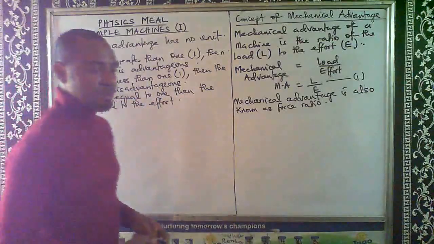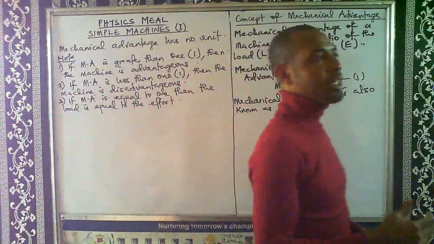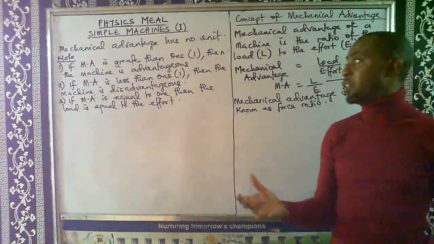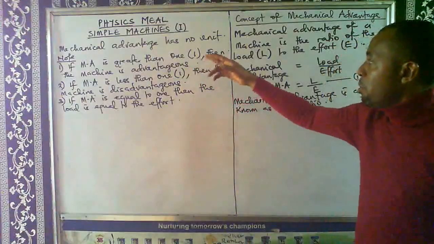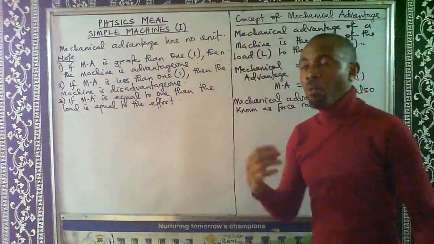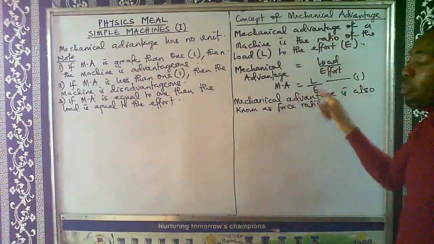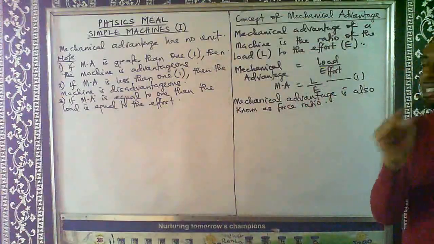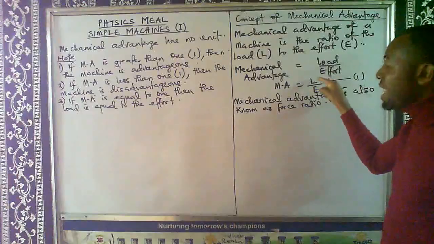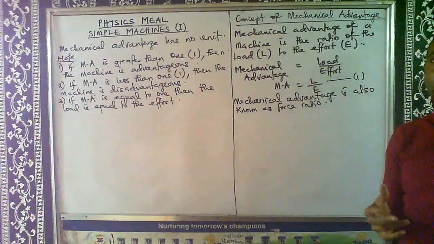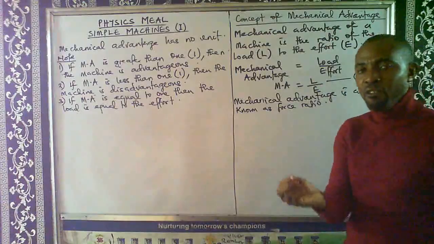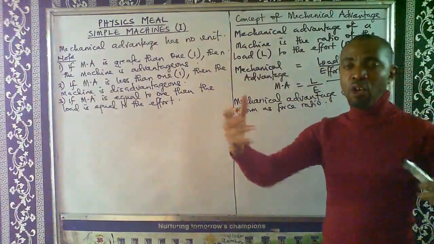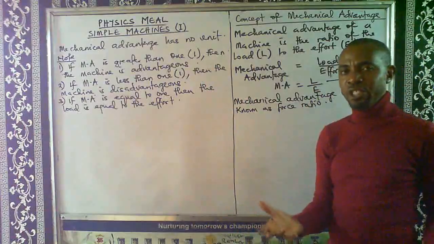Okay, now in the first case, for a machine to be advantageous, it means that the mechanical advantage must be greater than 1. And when mechanical advantage is greater than 1, what's the implication? It means that the effort is less than the what? Load. So a machine will be useful if a little effort can overcome a large what? Load. So you see, it's useful.